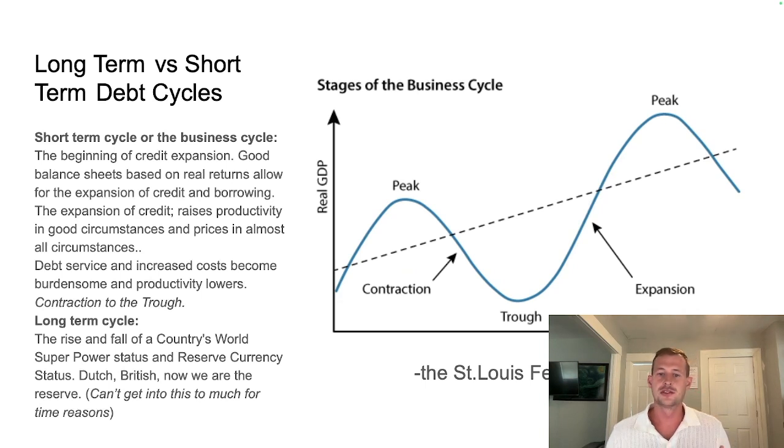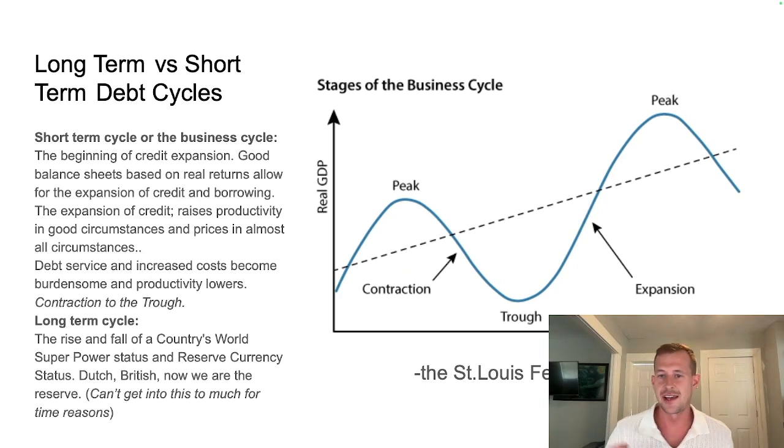That allows for credit expansion, right? Because you can get lending. People want to lend to you, you're in good shape. And when credit expands, you typically see a rise in productivity. So things go up, and then there's a point where all that debt and those rising costs start to take away from your productivity.